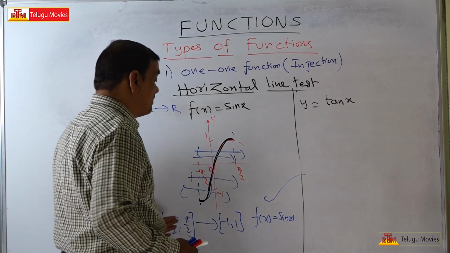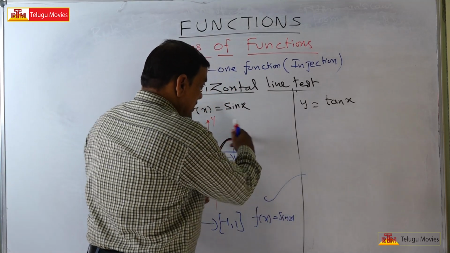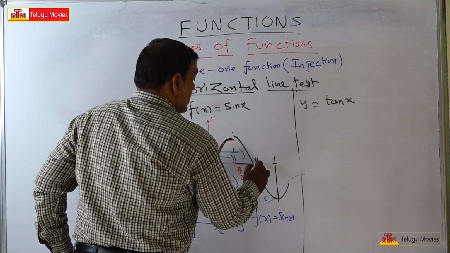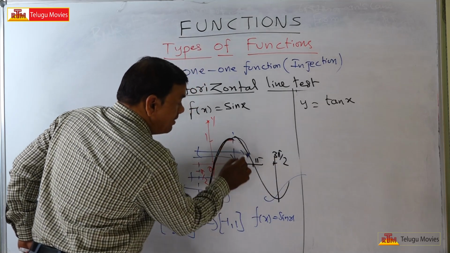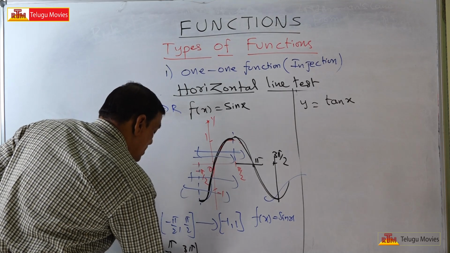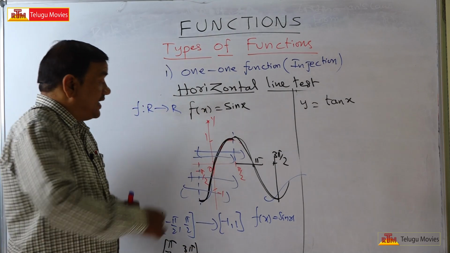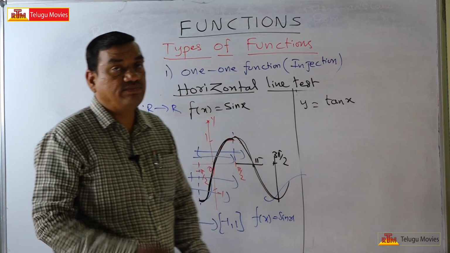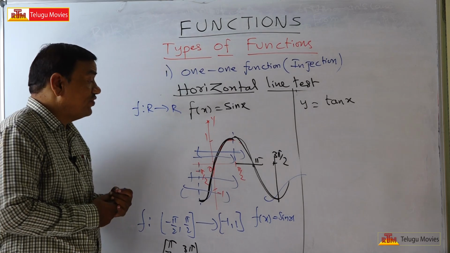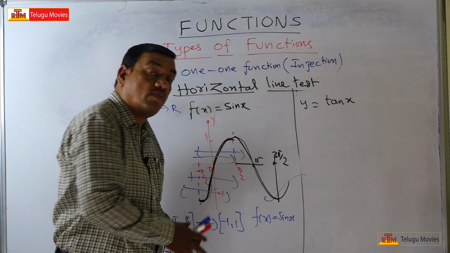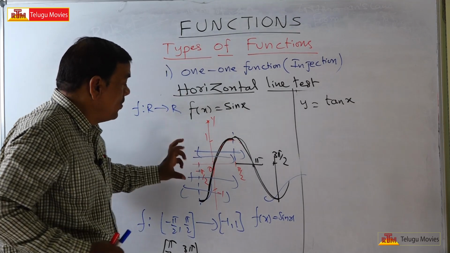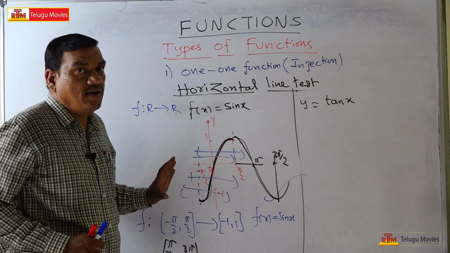It is 1-1 not only for minus pi by 2 to plus pi by 2, but again for pi by 2 to 3 pi by 2. If you observe here, this is pi and this is 3 pi by 2. Same again, pi by 2 to 3 pi by 2, again it is a 1-1 function. Again 3 pi by 2 to 5 pi by 2. So the conclusion is, if you restrict the domain, if you cut the domain in both directions, then the curve will be a 1-1 function.